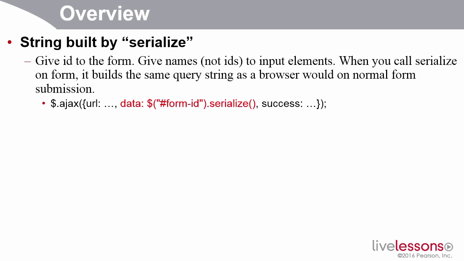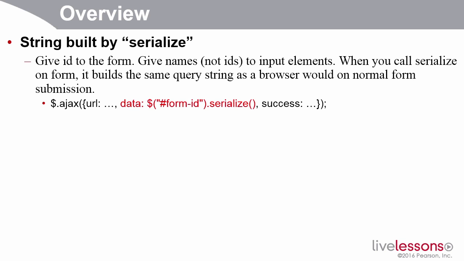The third way to use the data property of $.ajax is to still supply a string, not a data object, but use a shortcut function, the serialize function, to build that string. So here's the idea. In normal form submissions, when you're not doing JavaScript, you're just submitting a form, your input elements have names, not IDs, names, the name attribute. And the names automatically become the parameter names, and the text field values automatically become the parameter values. And so the idea of serialize is, let's just mimic this process.